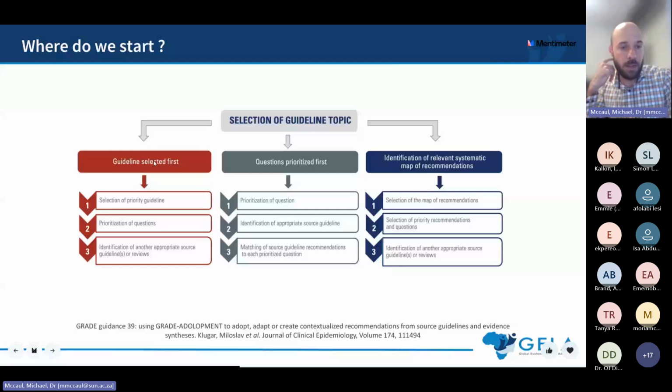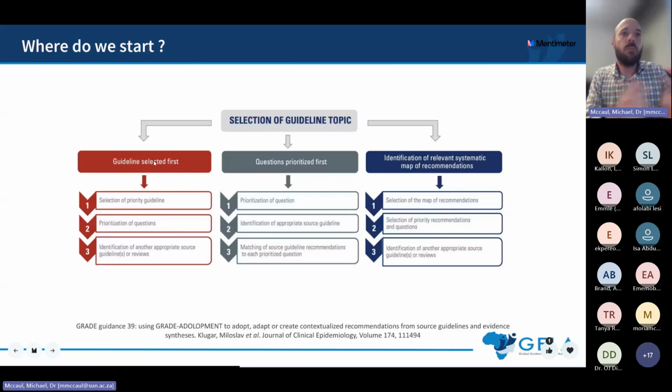So one of the questions I just want to talk about is, where do we start? And the GRADE guidance gives us a starting point. The most typical one that we like starting with and that we often refer to is selecting a guideline topic and then looking at questions first. So setting up your guideline questions and prioritization of questions first.